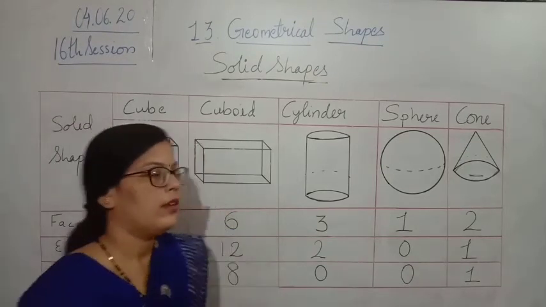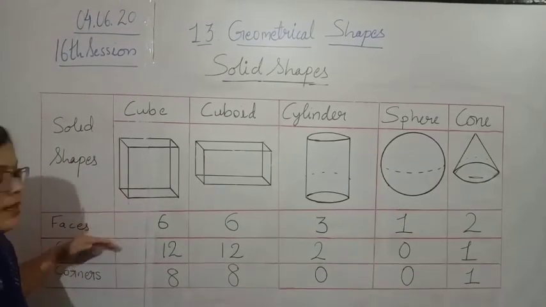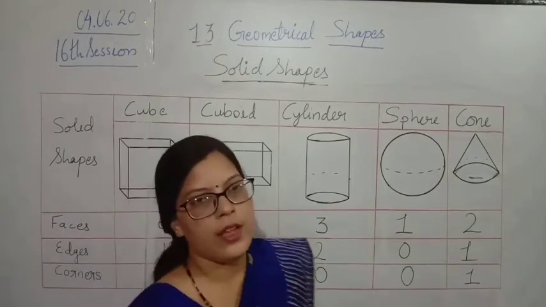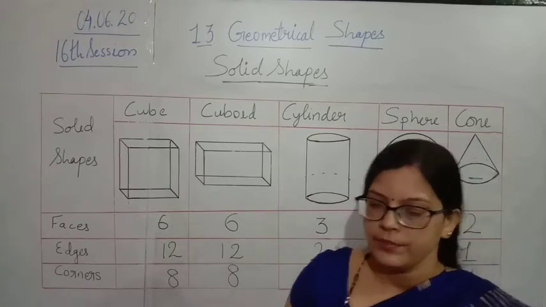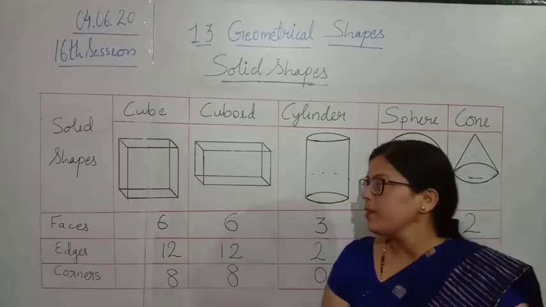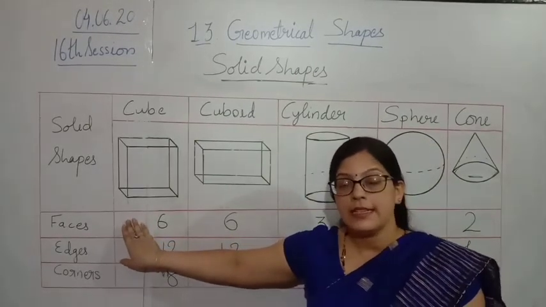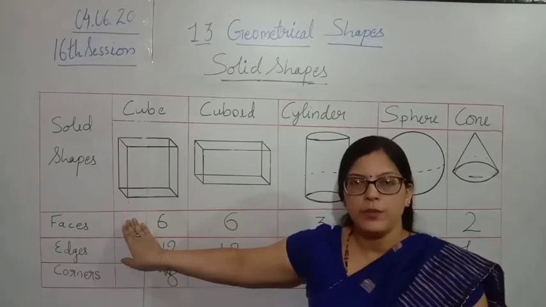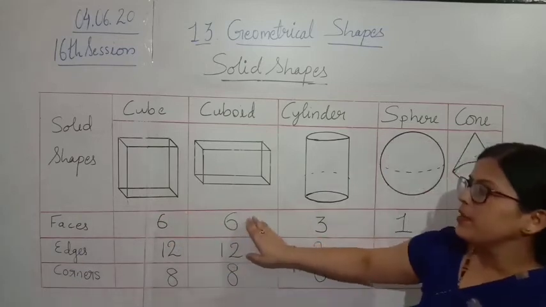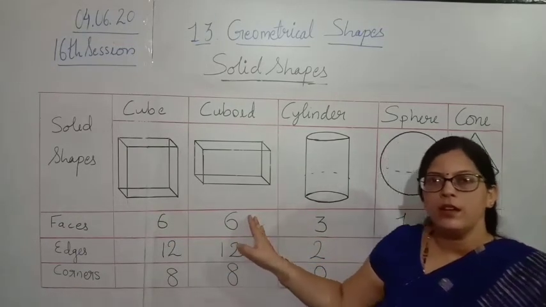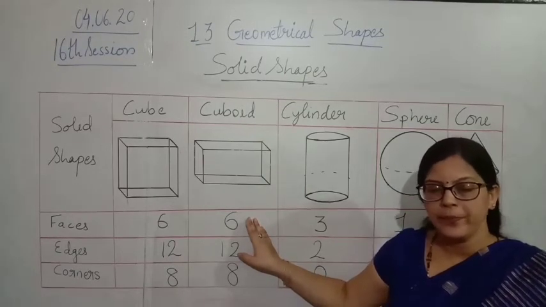Got it, all of you? I hope now the faces, edges and corners of solid shapes are clear to you all. Let us see examples of each shape. Examples of cube are dice, ice cube, Rubik's cube. Then examples of cuboid, your pencil box, eraser.